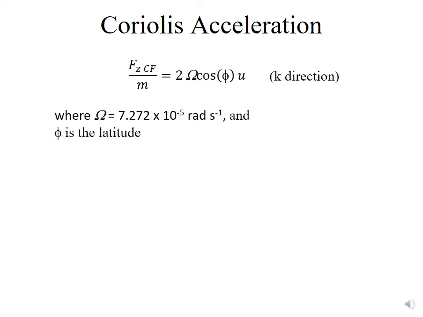The Coriolis acceleration. The acceleration due to the Coriolis force is equal to 2 times omega, which is the angular rotation rate of the Earth, times cosine phi, where phi is the latitude, and times u. So there is a component of the Coriolis acceleration, which is in the vertical, that arises from wind in the east-west direction.